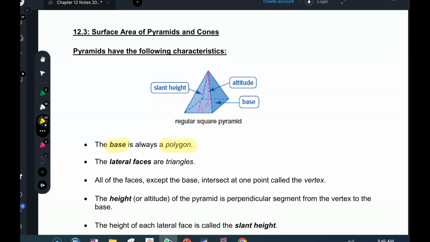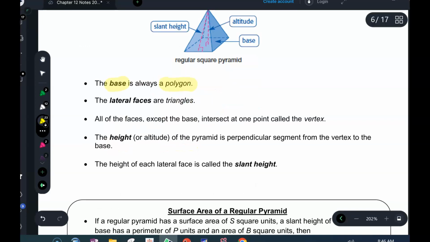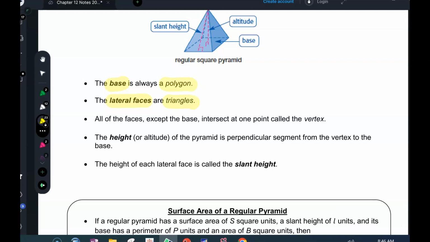Base times height divided by 2, or 1/2 base times height. So all the lateral faces are triangles. Okay, now this is where we have to be careful. Do you see how there's a height that goes right through the middle of the pyramid? And then you see how you have a height of one of those triangles?